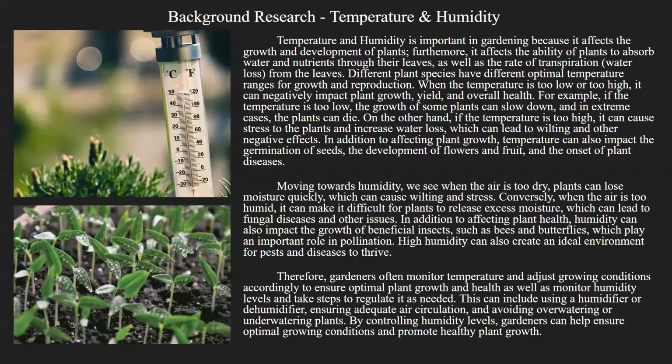Temperature and humidity are important in gardening because they affect the growth and development of plants. Furthermore, they affect the ability of plants to absorb water and nutrients through their leaves, as well as the rate of transpiration from the leaves. Different plant species have different optimal temperature ranges for growth and reproduction.